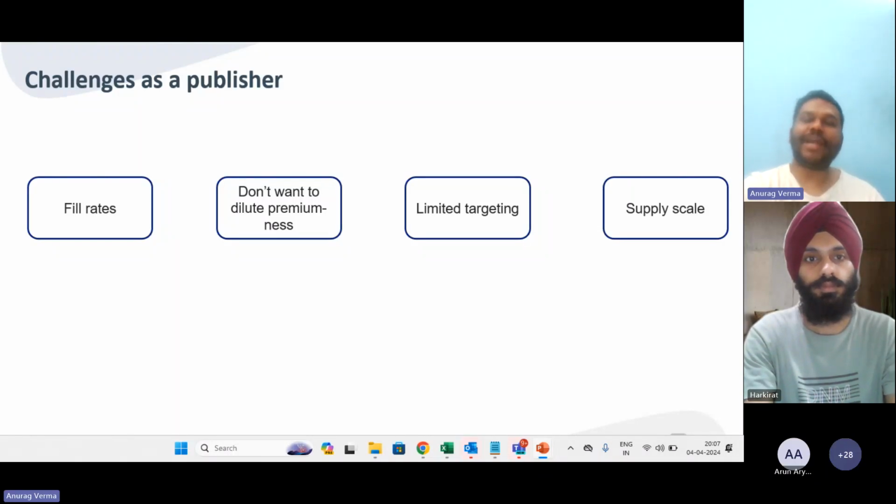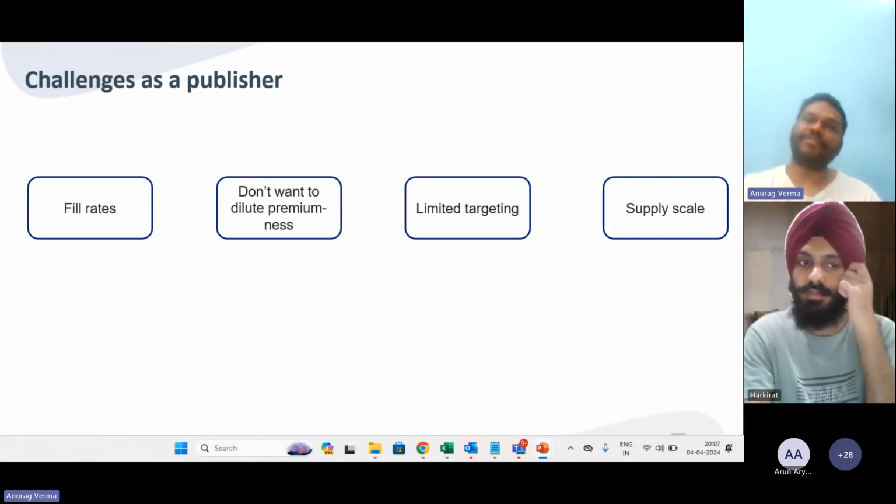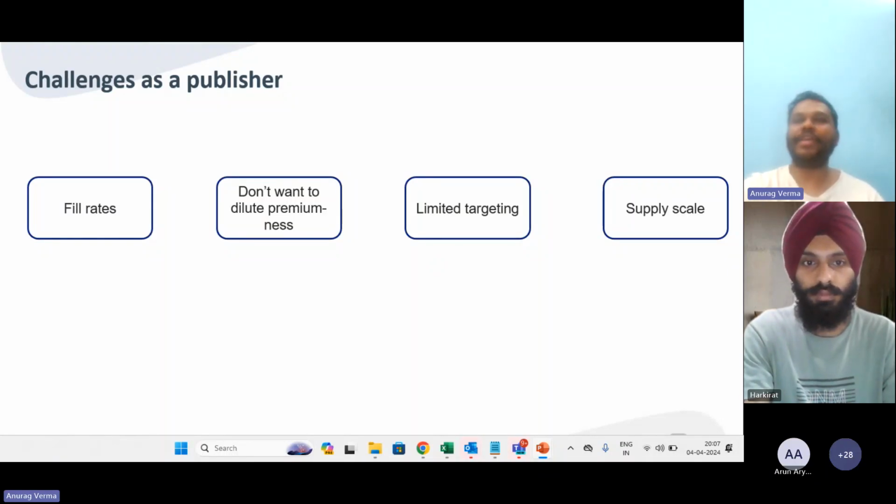And the fourth big challenge is supply scale. The fill rate issue and the supply scale issue are at two different ends of the spectrum of the same problem. Hotstar has huge supply, but they don't get enough advertising demand to fill the ads. On the other side, let's say you are an e-commerce player like Make My Trip, and you are also trying to run ads on your platform. You are primarily an e-commerce player, so there's only so much space where you can show ads.